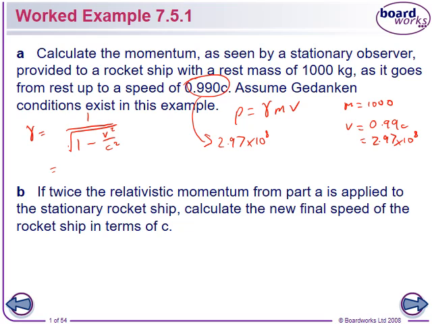Now, for our gamma value, we need to plug that in. So we get 1 over the square root of 1 minus v squared, 2.97 squared over 3 squared, because they've both got the same factor. And what do we get? So 7.1 overall. That sounds about right, actually.